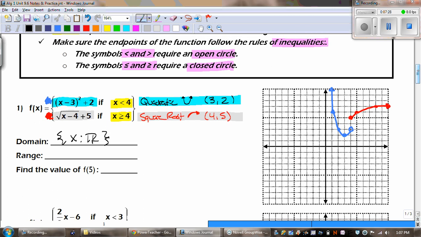What about the range? Is there a limit to how high it goes? Well, what about how low it goes? Well, yeah, does it ever go below that point? No. Since it doesn't go below that point, this is our limit. And what number is that? That's a 2. Okay? So our limit for our y is y has to be greater than or equal to 2.